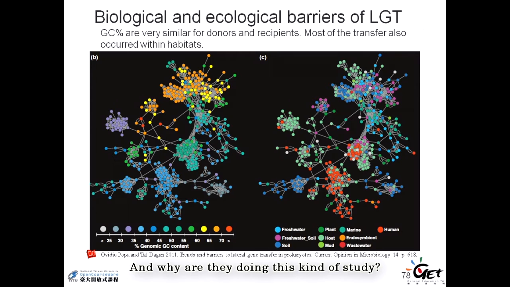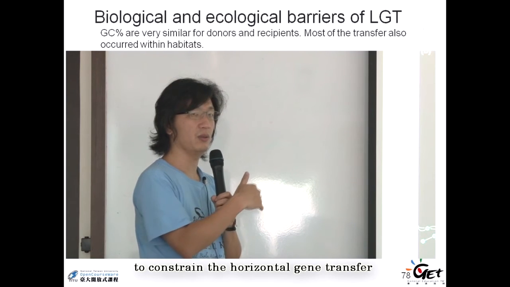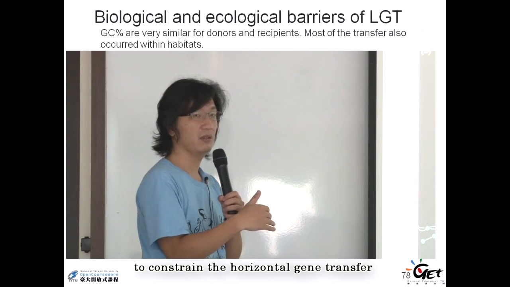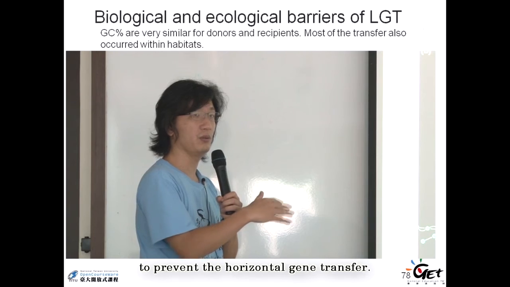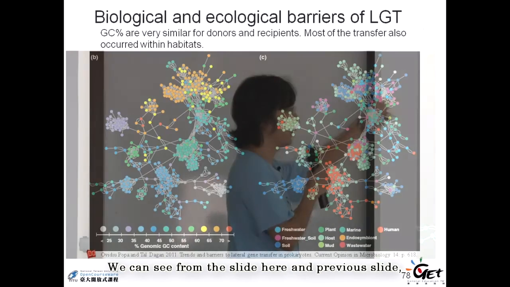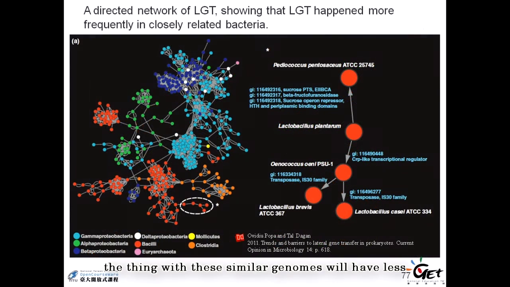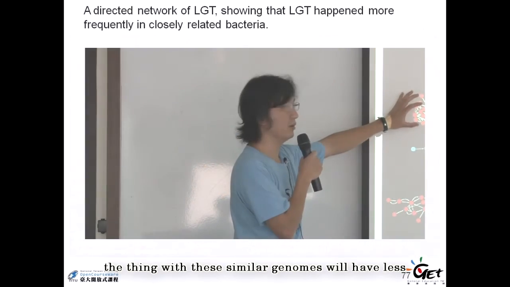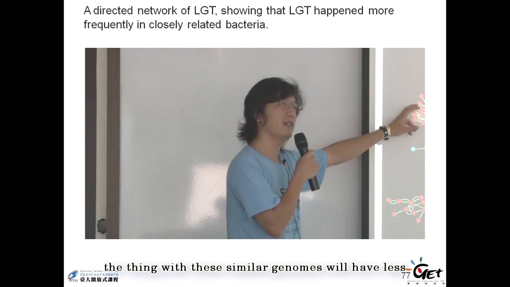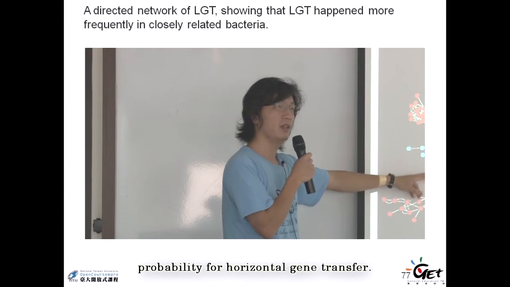And why are they doing this kind of study? They want to see if there is any barrier to constrain, to prevent the horizontal gene transfer. And we can see from this slide and the previous slide, the things with these similar genomes will have less probability for the horizontal gene transfer.